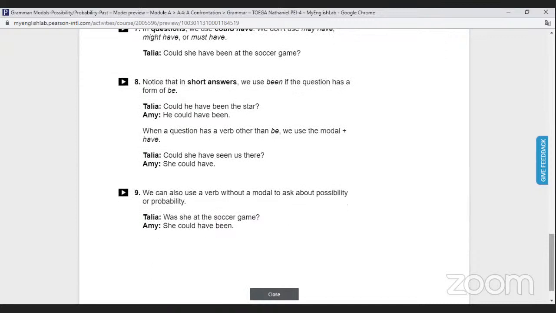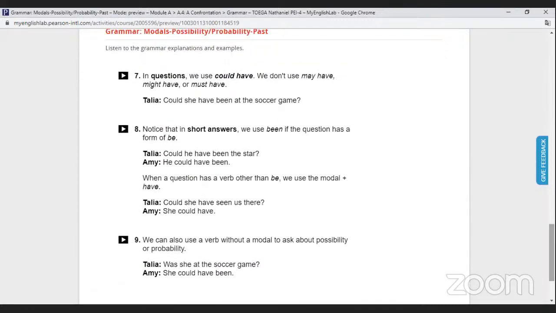Okay, number 7, we have this. In questions, we use could have. We don't use may have, might have, or must have. Okay, we're gonna only focus on could, okay? Like the example says, read please. Could she have been at the soccer game? Very good.